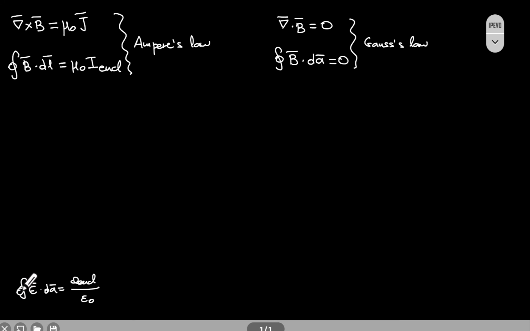When we had symmetry, we were able to take E out of the integral and we were able to solve for E if you knew what the charge enclosed was. And this is similar here for Ampere's law in magnetism. Due to symmetry, sometimes you can take B out and you can solve for it. All right, so these are the two ways that you can use Ampere's law.